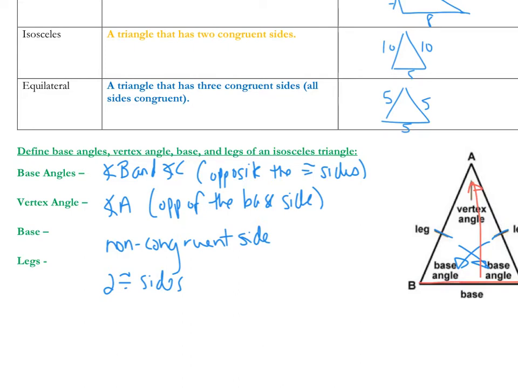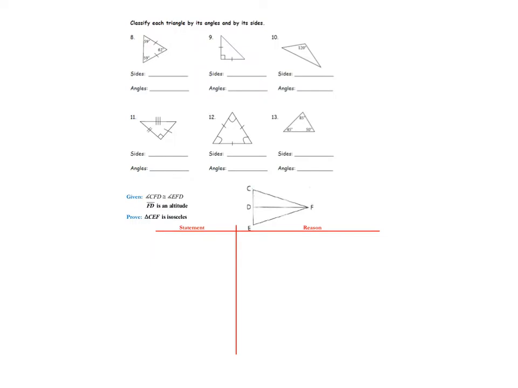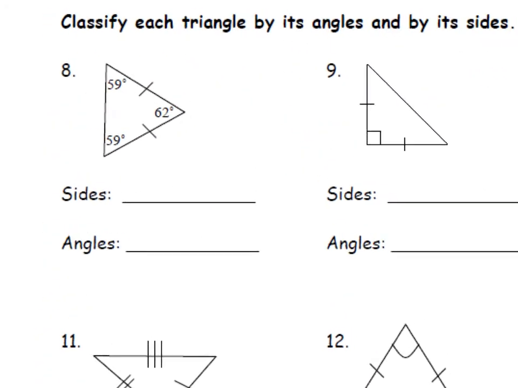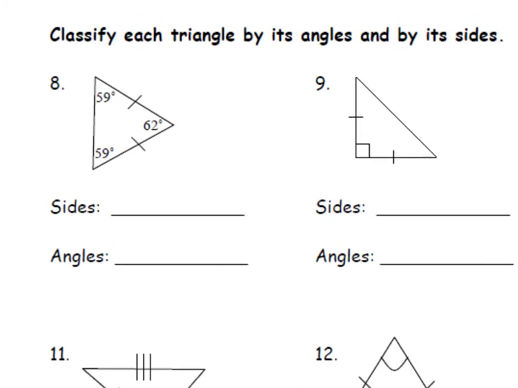Okay, the first thing we're going to do is practice classifying by these sides and these angles. So the sides, notice that these two are marked congruent. Okay, but the third side is not. So this is an isosceles triangle. And then if you look at the angle measures, all of them are less than 90 degrees. So this would be acute.